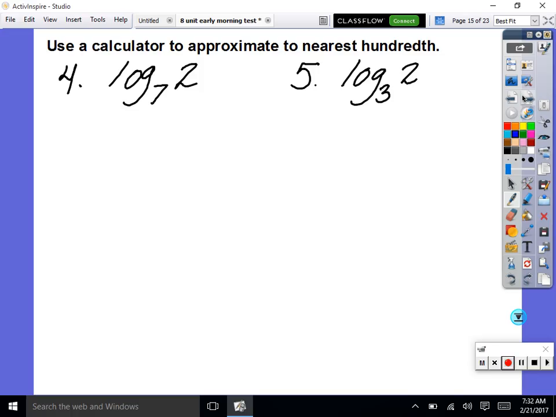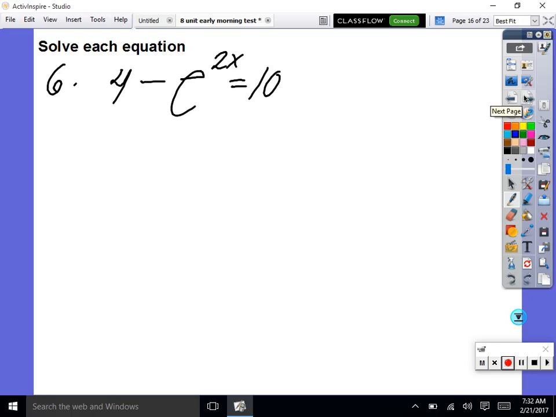Okay, this next part says use a calculator to approximate to the nearest hundredth. So let's just use the change of base formula again, right? Log of 2 over log of 7. Everybody okay? So next thing it says solve each equation.